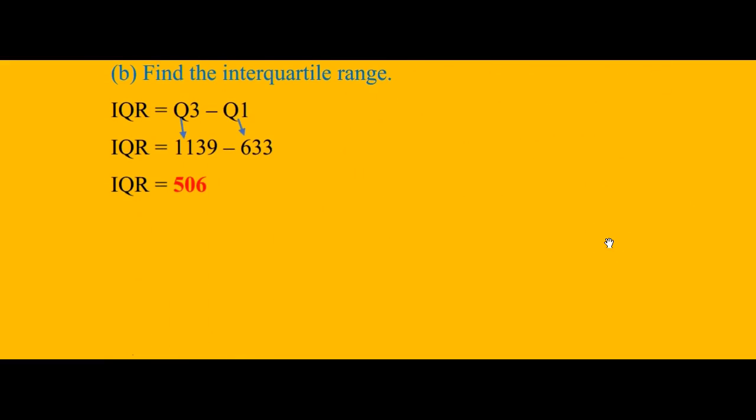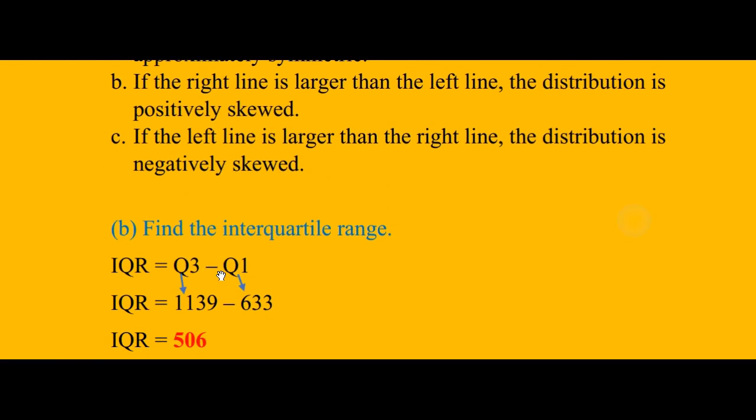Okay, another thing we want to find is the interquartile range, which is very simple. Just like range is the greatest number minus the least number, interquartile range means the upper quartile minus the lower quartile. So we take our upper quartile, which we already found, 1139, minus the lower quartile, and then we get 506. Okay, that is it.